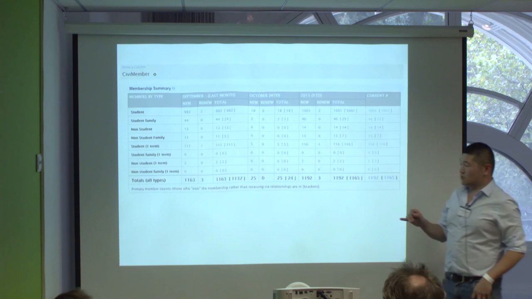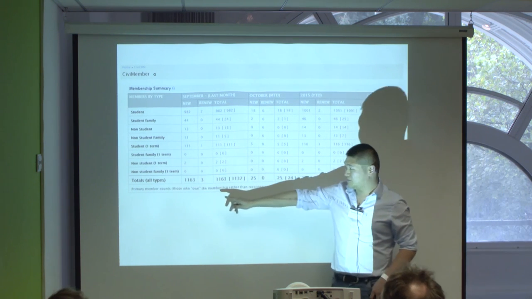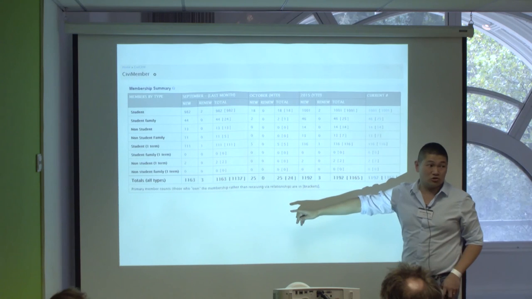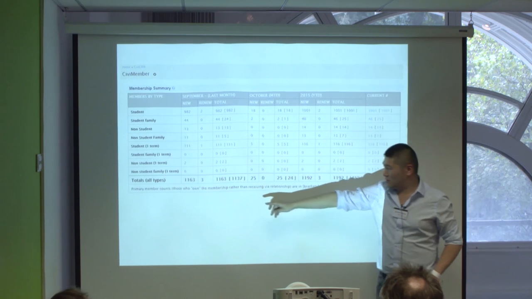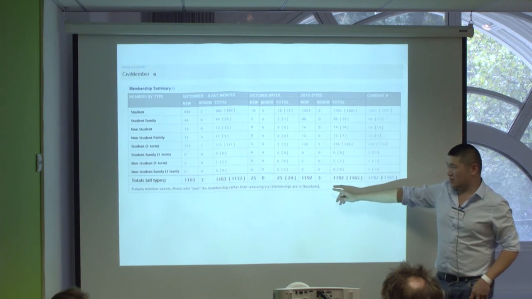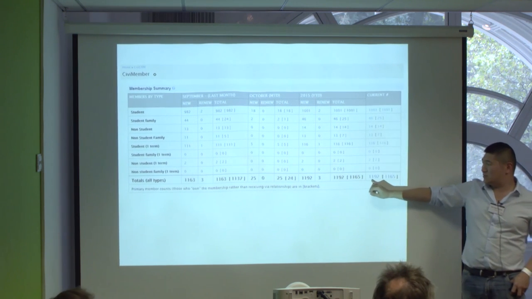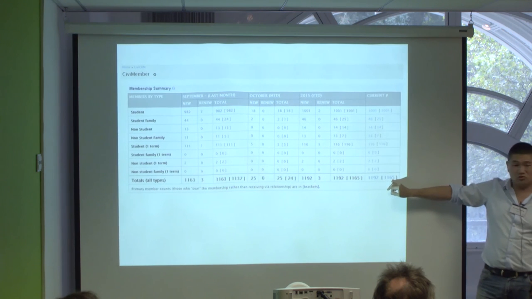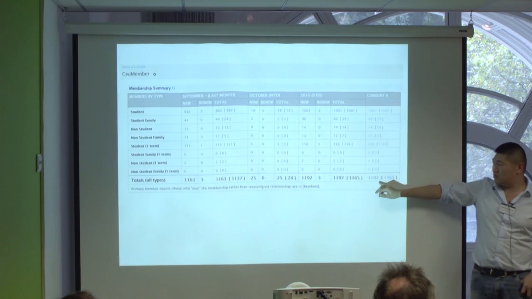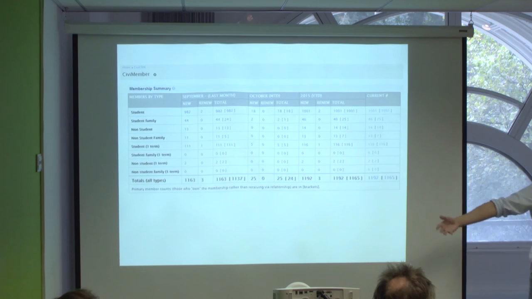The only thing to note on this screen is that it says primary member counts. So those who own the membership, rather than receiving it via relationship when I was talking about the related membership, are in brackets. So this number in brackets here is going to be less than this number here, okay? So there's 1,165 members, of which in total there are 1,192 related members and primary members.